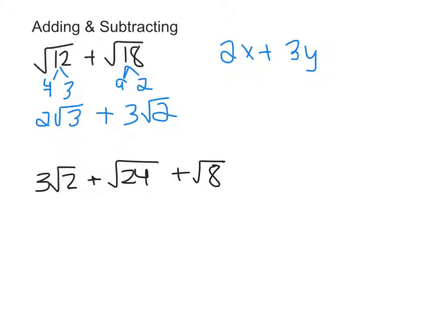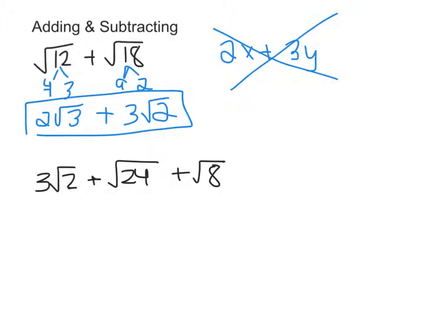Now we can think of this as the same thing as 2x plus 3y. We know from Algebra 1 that we can't actually combine those. So that means that this is our final answer. We cannot combine the square root of 3 or the square root of 2. So we have to leave it just like that.